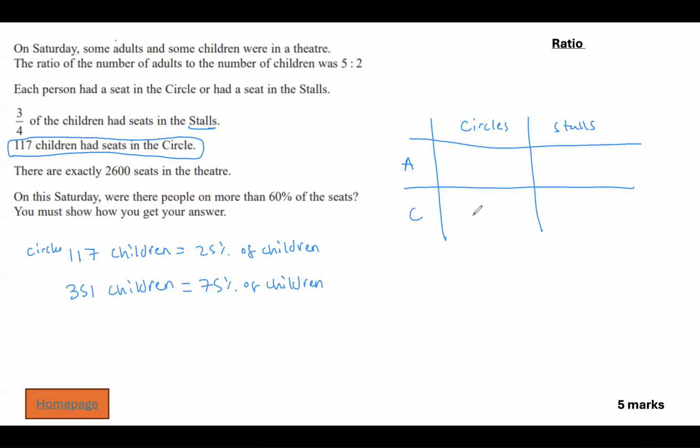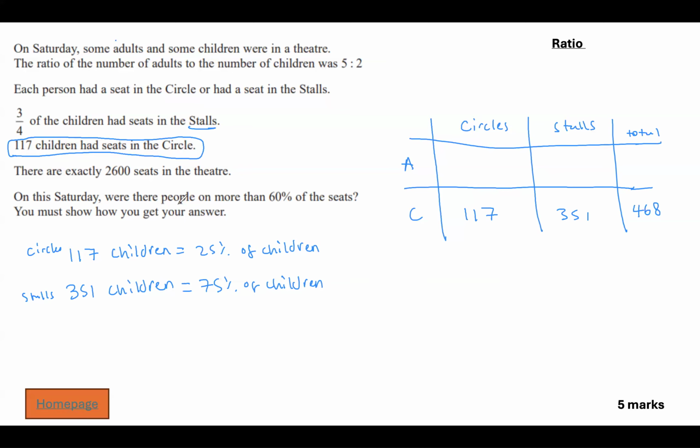Children in circles is going to be 117. Children in stalls is therefore 351. And we can work out totals here as well. So 117 plus 351 is equal to 468 children in total. Now it says there are exactly 2,600 seats in a theatre.